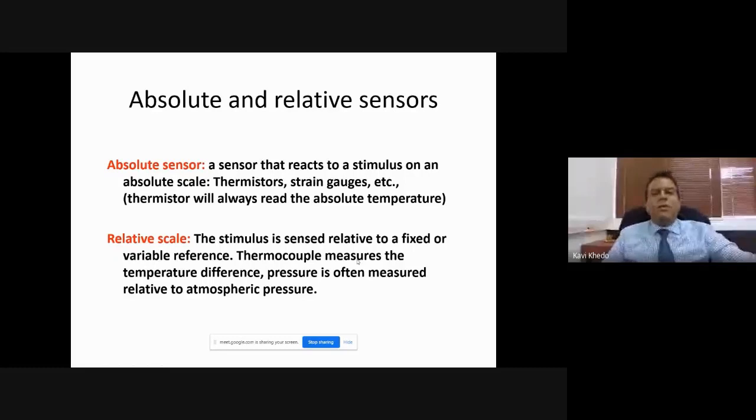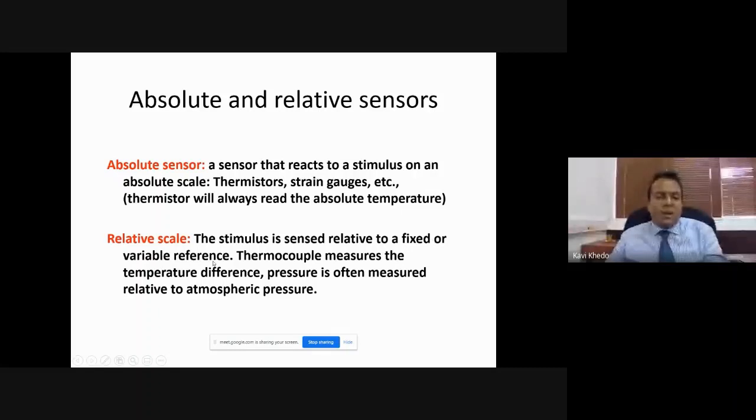Another way to classify sensors is in terms of whether it gives an absolute value or a relative value. Okay, so an absolute sensor is a sensor that reacts to a stimulus on an absolute scale. So if it moves 2 units here, it also moves by a corresponding amount there. For example, strain gauges measure strain on a material. It is a contact sensor, and depending on how much it is expanding, this will translate to an absolute value. That is, the strain on this material is so much. There's a direct relationship between what is happening in the real world and the value that you're getting.